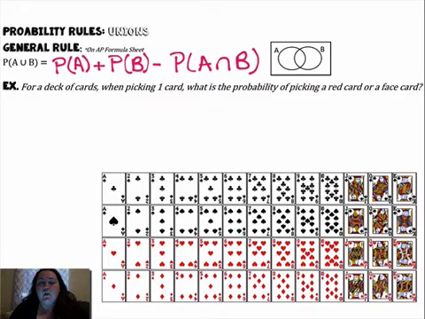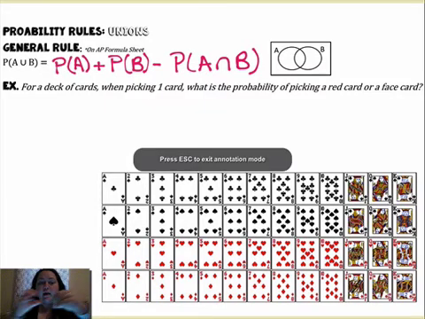Okay, it's going to get counted. If I count A and I count B, it's going to count that middle section twice. So I want to subtract it one time, so that way I don't have it being counted twice.